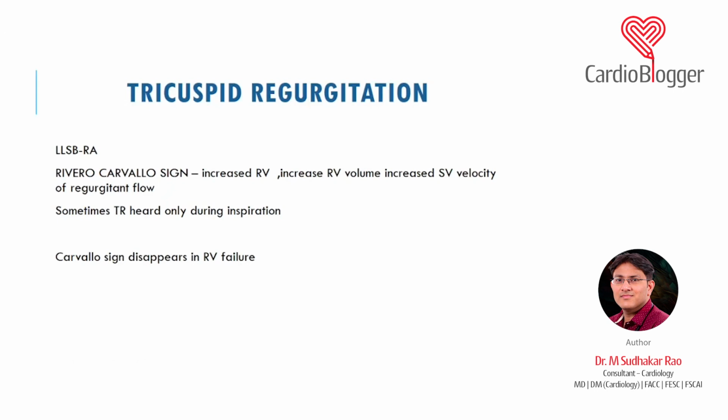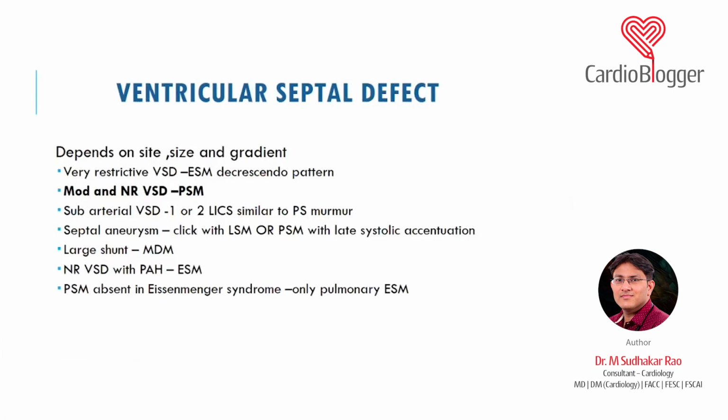So if the patient has RV dysfunction, you may not be able to appreciate the Carvallo's sign because RV cardiac output remains fixed. Also in patients with tricuspid stenosis, because the blood may not be able to go from RA to RV, you do not get a Carvallo's sign. So these are the two places where you do not get a Carvallo's sign.